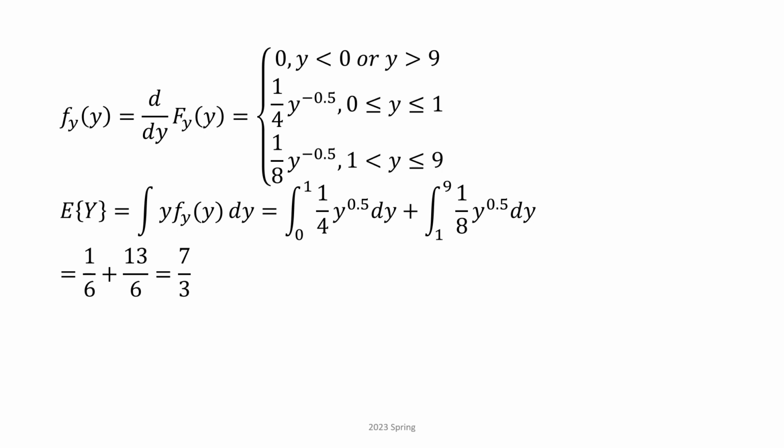And then we can get little fy. It equals 0 if y is less than 0 or greater than 9, it equals 1 over 4 times y to the power of -1/2 if it's in the range of 0 and 1, and it equals 1 over 8 times y to the power of -1/2 if y is greater than 1 and less than or equal to 9.